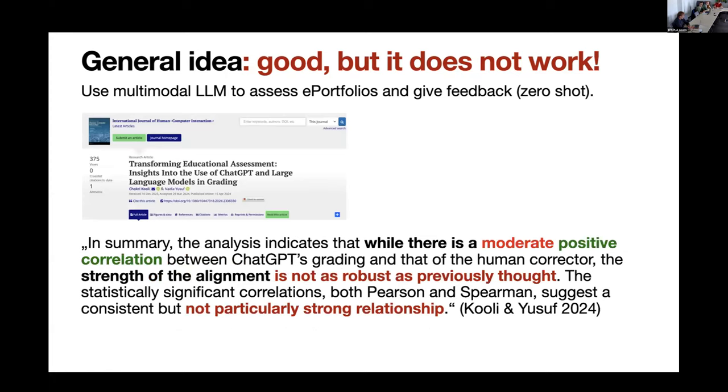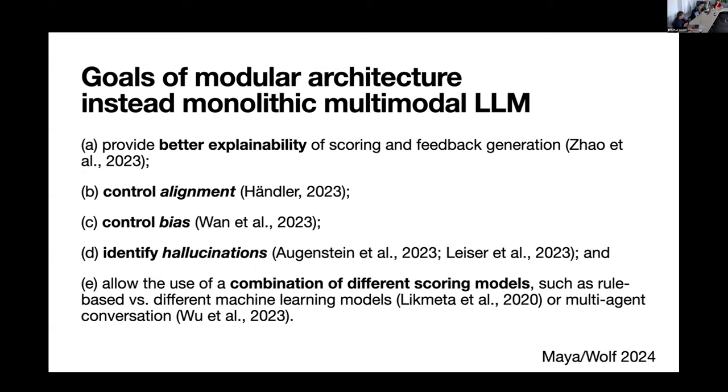This is another one. There's a moderate positive correlation between ChatGPT's grading and human correction, but it's not very strong. Last week I was in Essen, and Lea Reinhold presented a study where she showed that at least in assessing very good essays, there was a strong correlation between human graders and ChatGPT, but in the not so good ones, the LLM tended to overinflate the grades. It wasn't so critical.